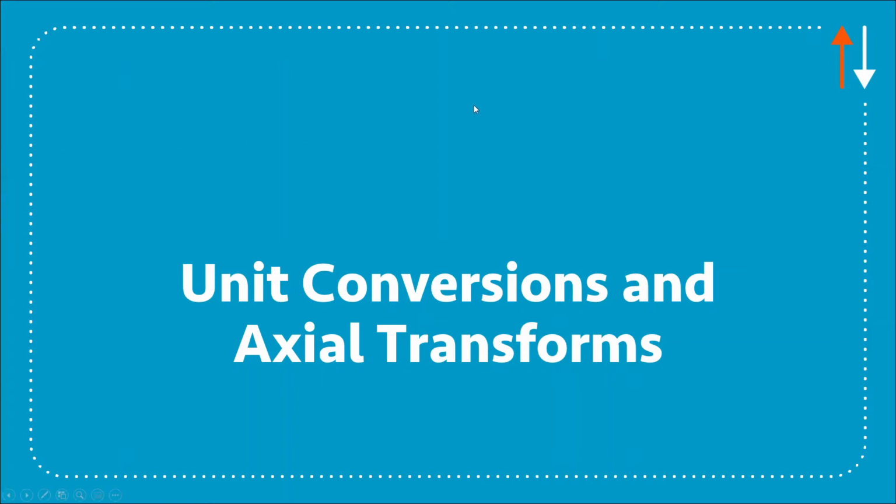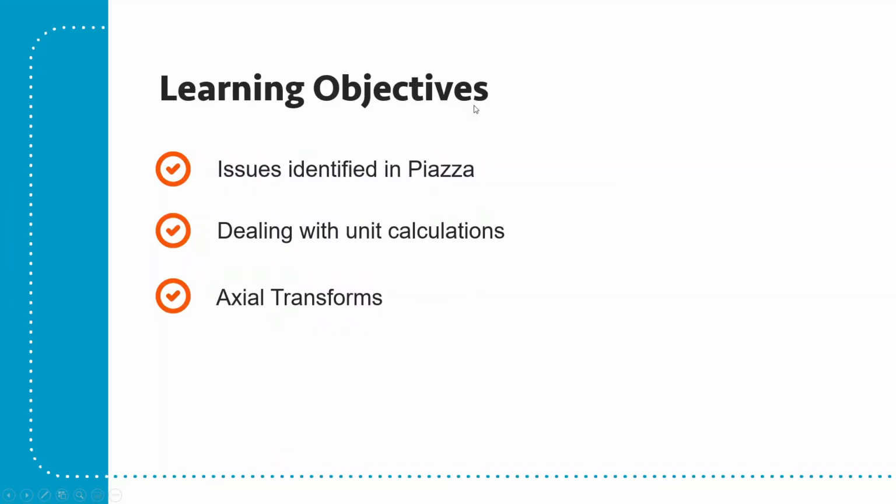So going forward from here, the learning objectives that I've set are, first of all, to look at what exactly I've seen in Piazza, what I'd like to make sure you strengthen as we head into the first quiz, particularly dealing with unit calculations and axial transforms, because I think that's something you'll find very demanding and also very important in this course. Even in the second half of the course, axial transforms follow you all the way through.